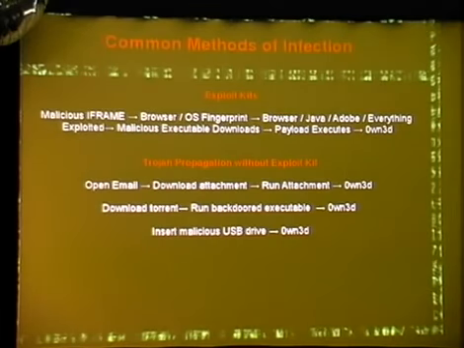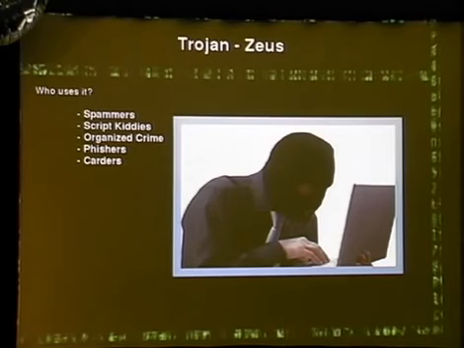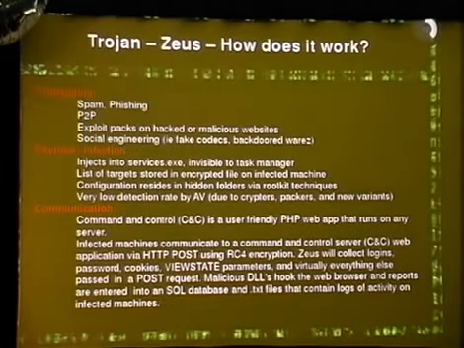For common methods of infection, the way I'm sure many of you have experienced it or seen it: you go to a website, it has a malicious iframe in it with some malicious JavaScript. It attempts to exploit your browser, often most successfully. Could use anything from the web. You've got spammers, script kiddies, organized crime, phishers, carders. This is kind of a one-size-fits-all Trojan that does all sorts of nastiness.